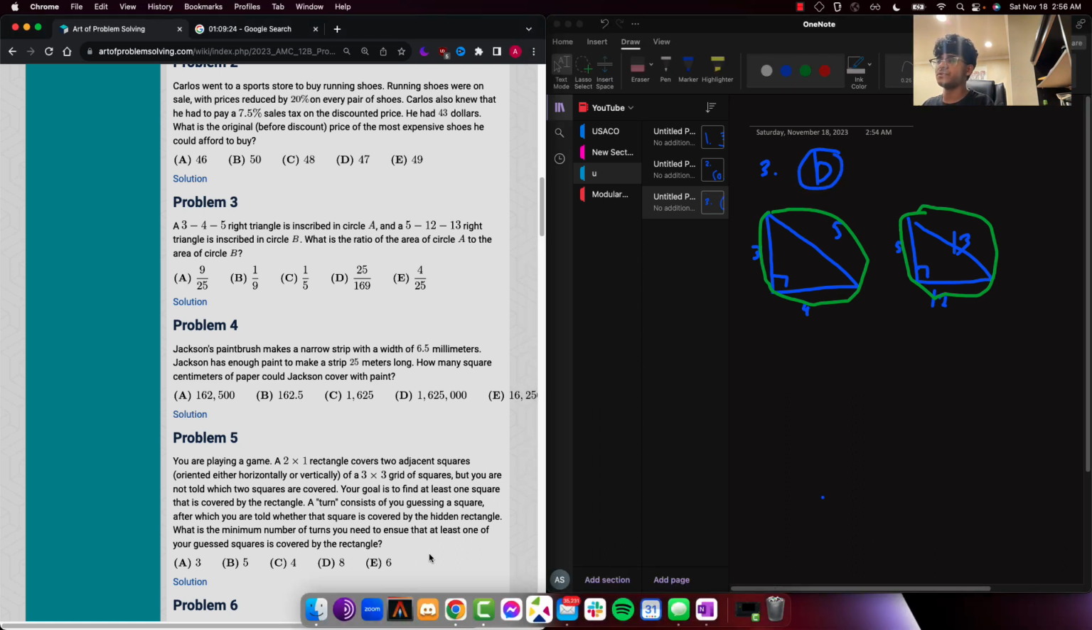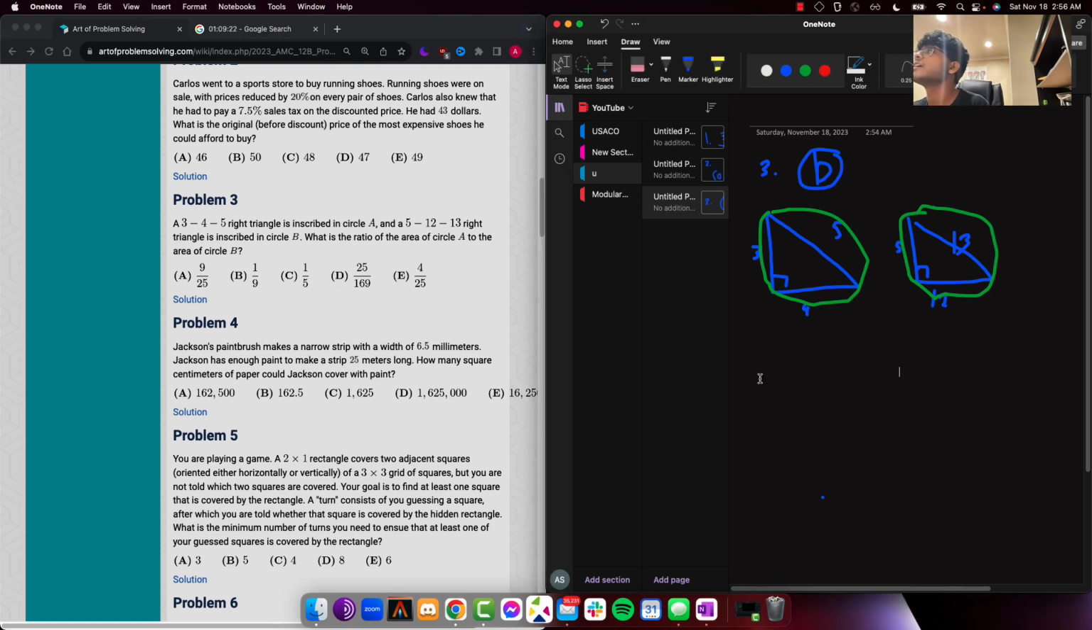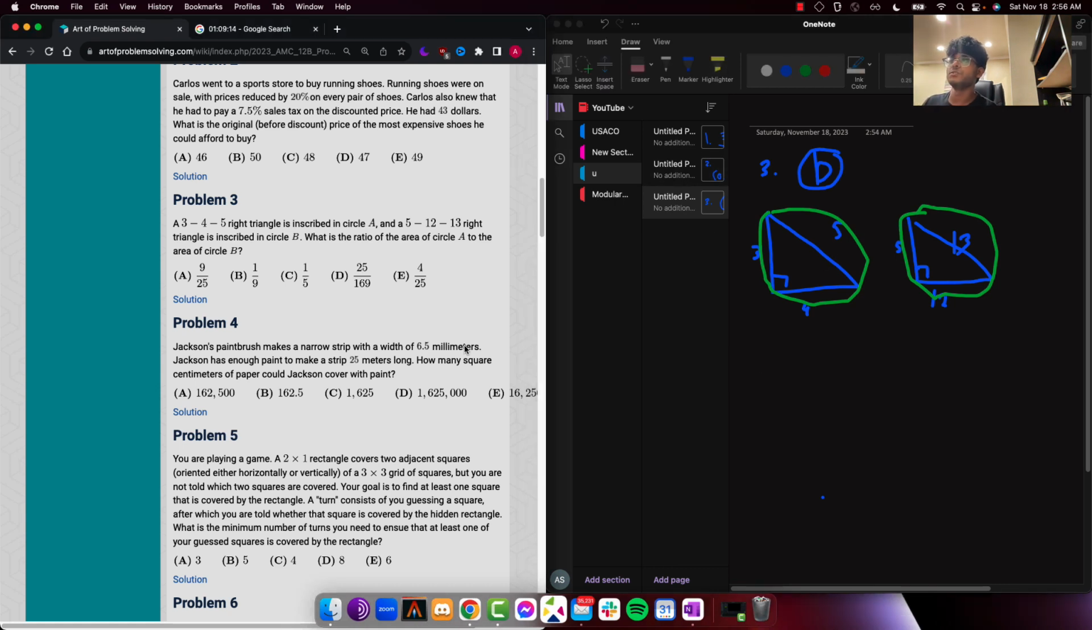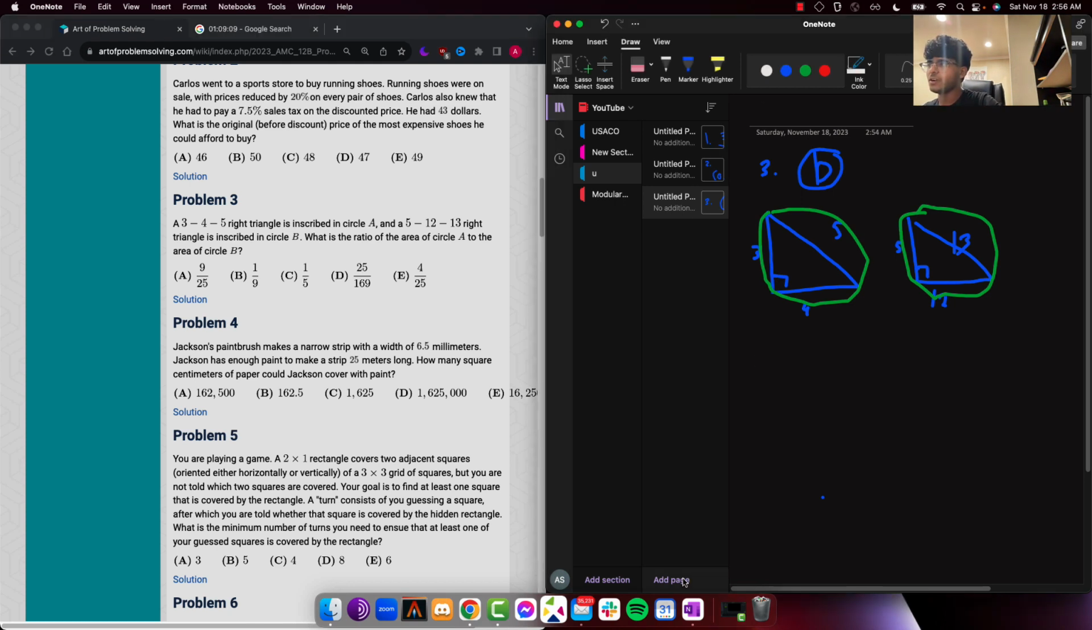Okay, my trackpad froze up there for just a second, but I think it's back. So, on to problem 4.